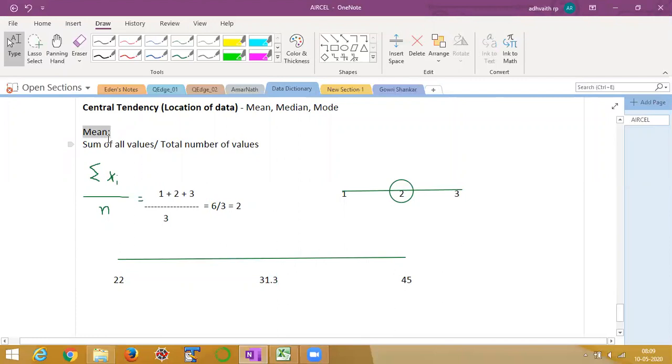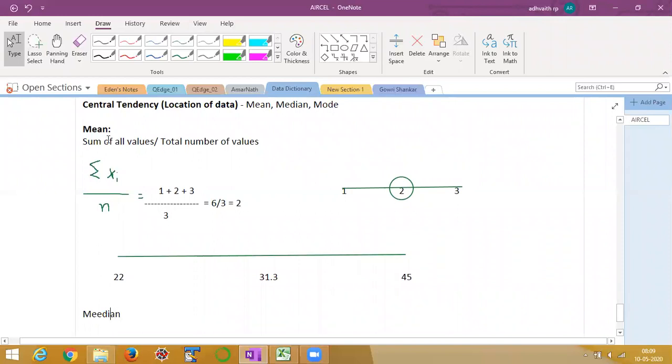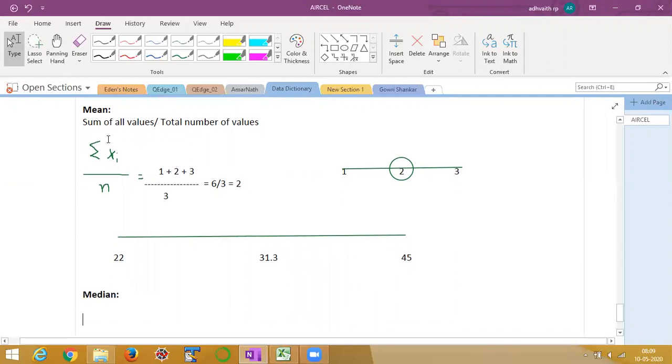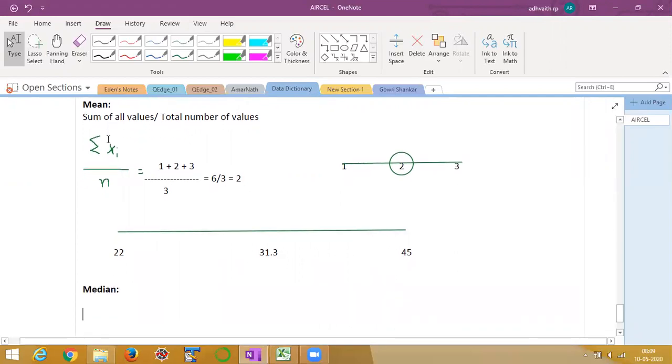Then what is median? Median is also similar to this. You need to sort the data first in ascending order.